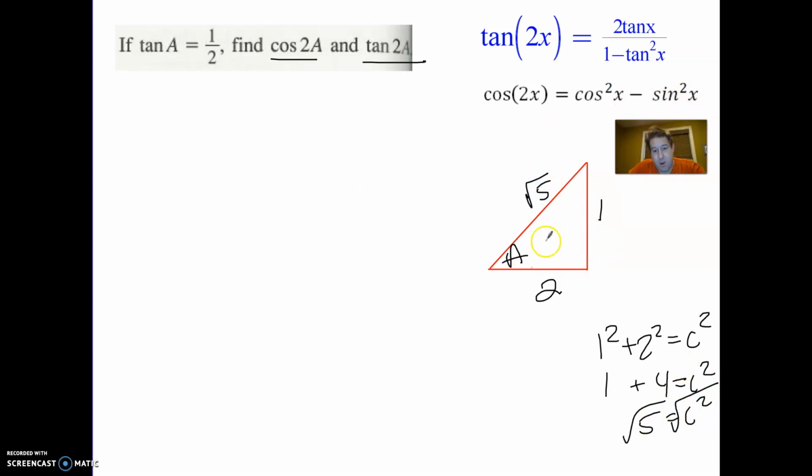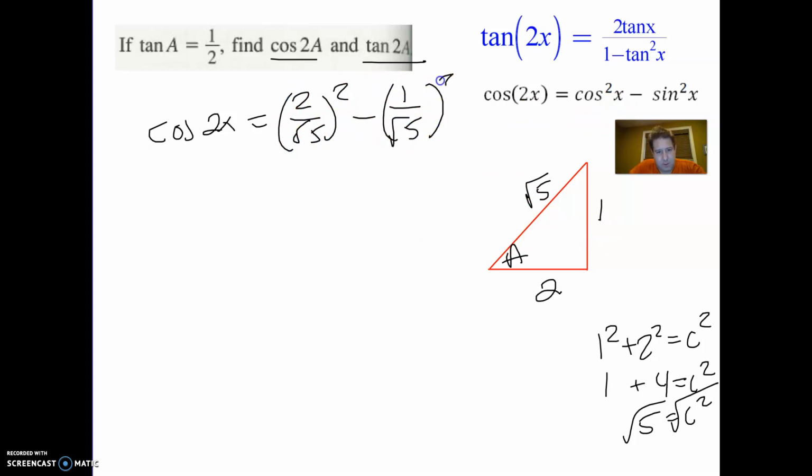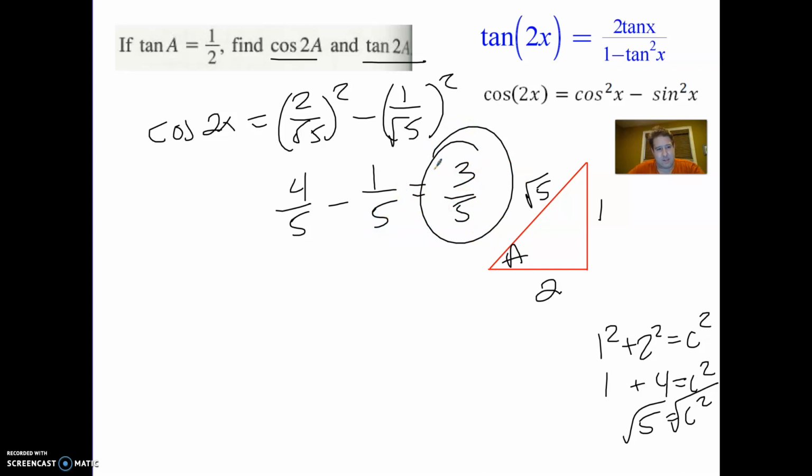Okay, so now that I know all three sides, I can solve cosine of 2a. Cosine of 2x is equal to cosine squared, so that's adjacent over hypotenuse, 2 over square root of 5 squared, minus sine, which is 1 over square root of 5 squared. This becomes 4 over 5. 2 squared is 4, and square root of 5 squared, well, the square root and the square cancel each other out. And this becomes 1 over 5, and subtract, and you get 3 over 5. 3/5 is your answer.